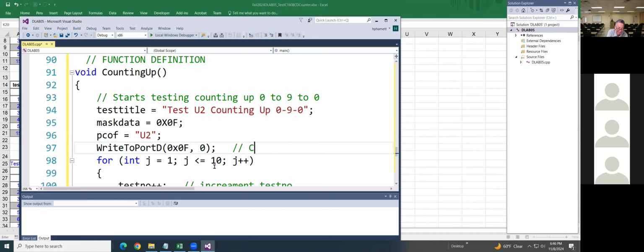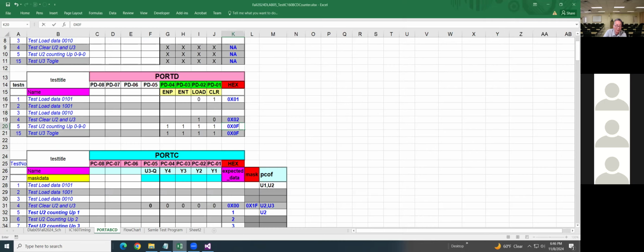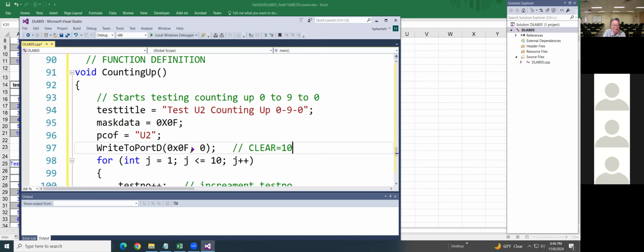That makes sure clear equals 1. No? 1-0. Is it correct? Looking for D. For D, 1010. Oh, load 1, clear 1. Okay, sorry. Okay, 0F, right? Clear equals 1.